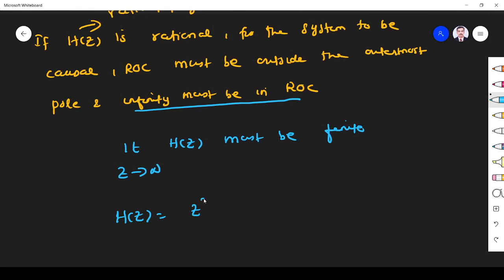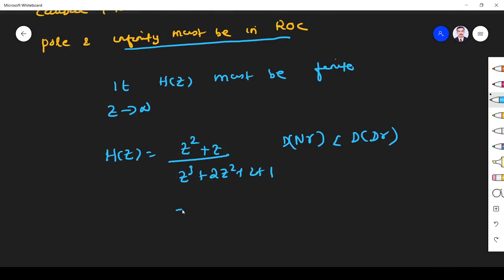That is possible only when, for example, I take (z squared plus z) divided by (z cube plus 2z squared plus z plus 1). You see here the degree of the numerator is less than the degree of the denominator, right? So from this we understand that when limit z tends to infinity, it will become a finite value. Take z cube out; z squared out means it will become 0. So the value is finite when you substitute z equal to infinity.